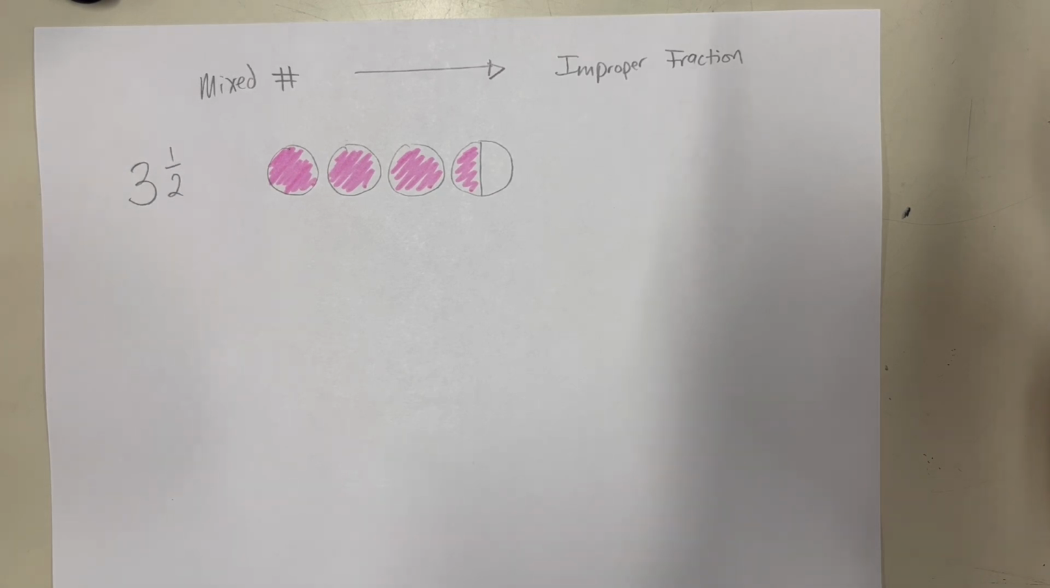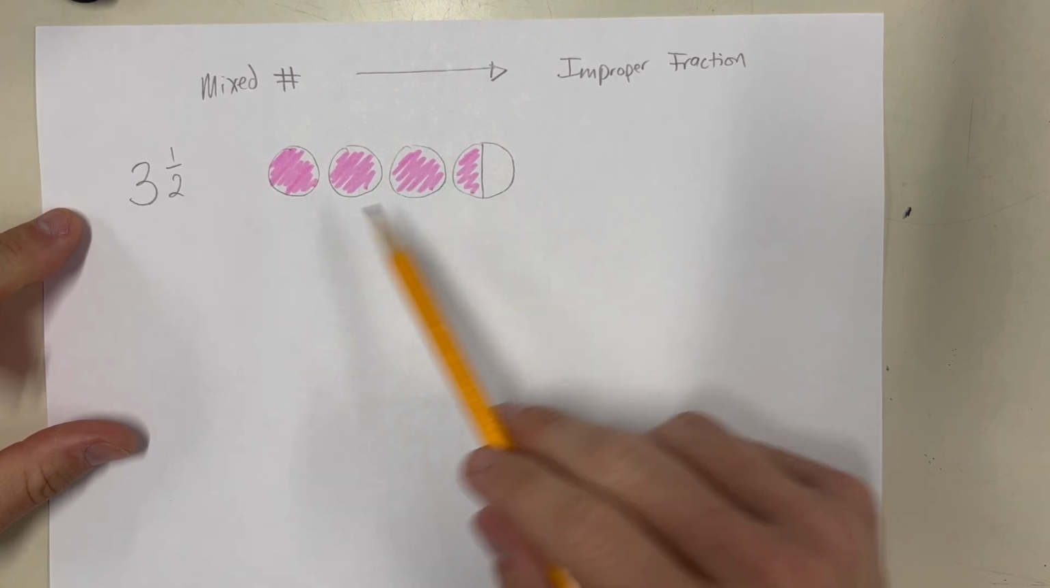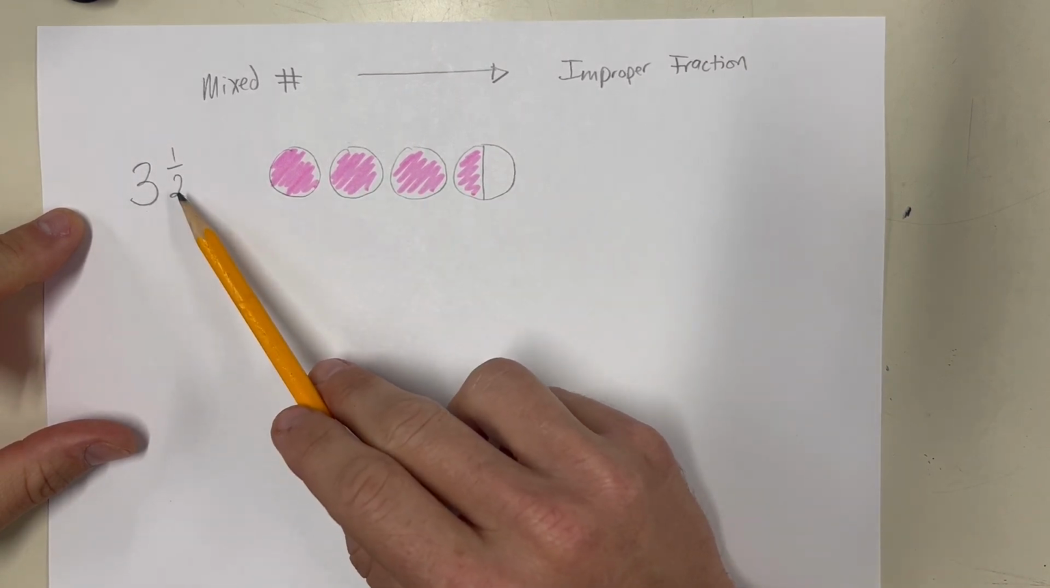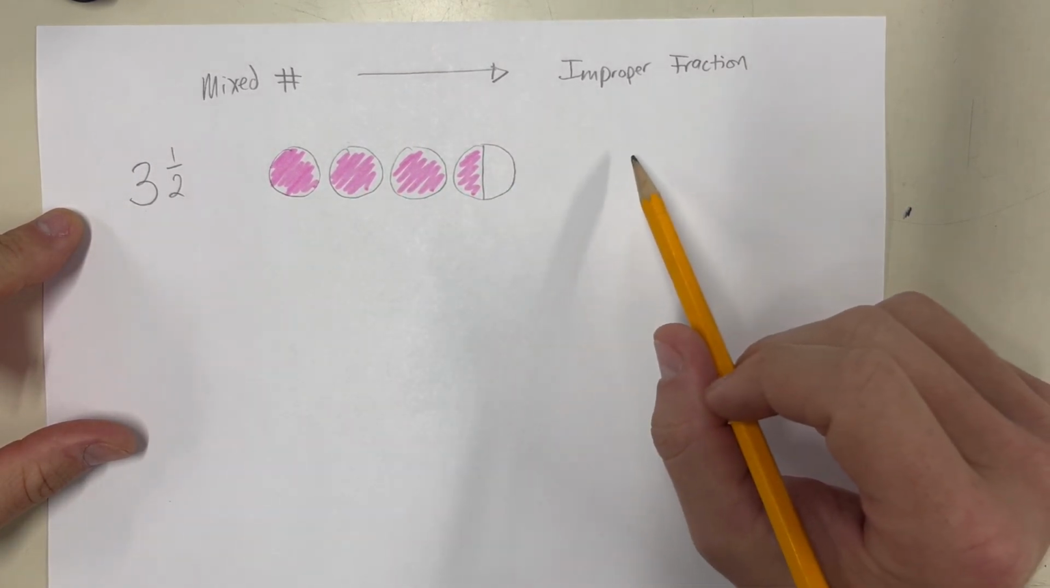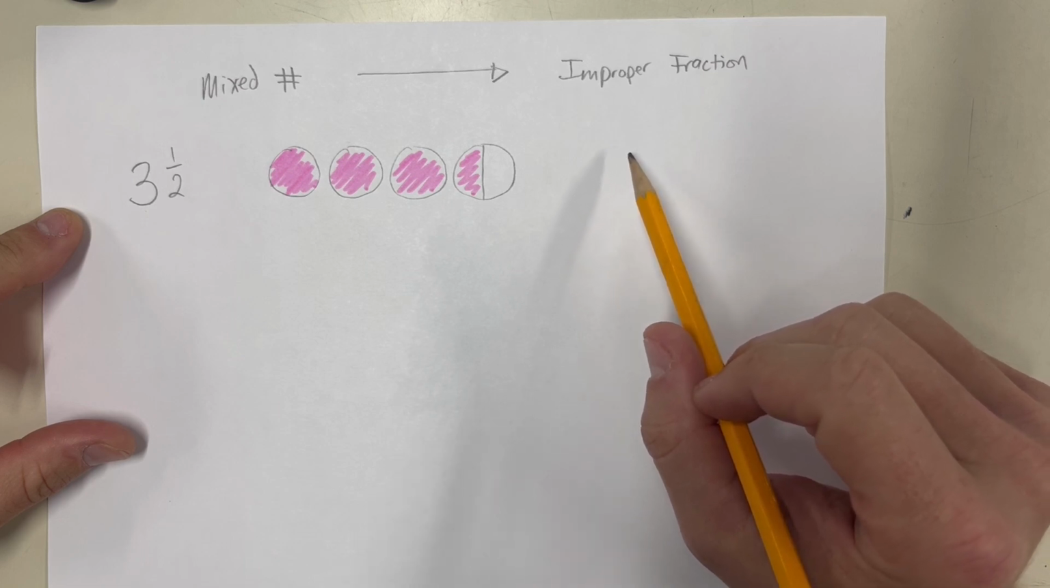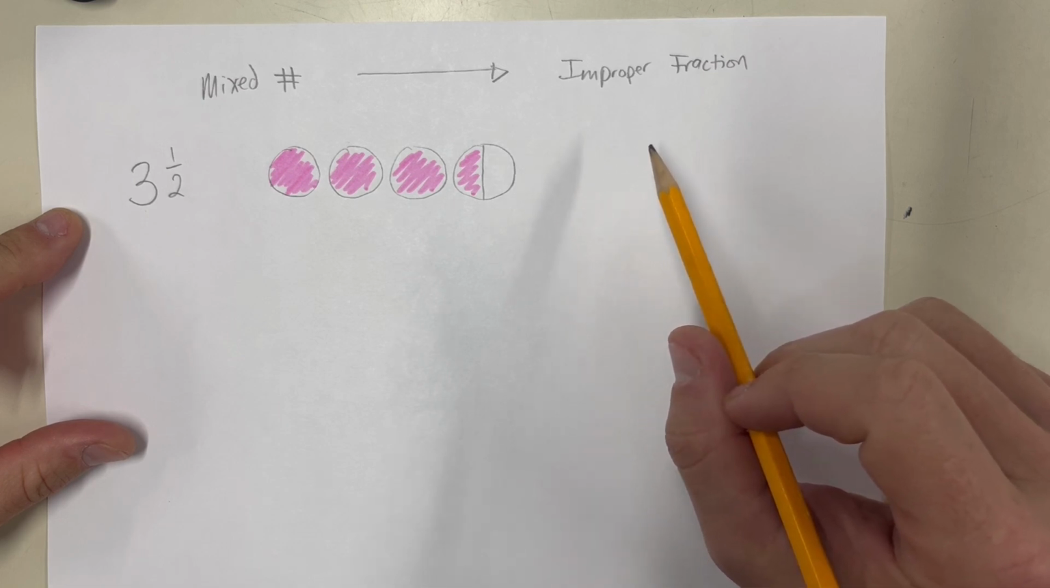As we start off with our first example, we have the number 3 1/2. Our picture shows 3 wholes and a half, and that's where we get our mixed number. Okay, we're going to turn this into an improper fraction. The way to think about that is just how many of a fraction do you have?